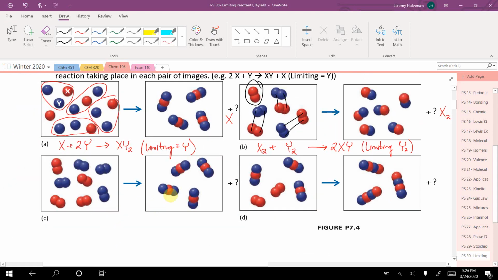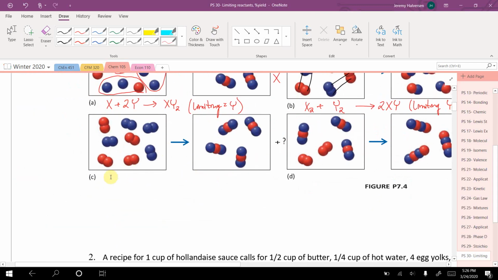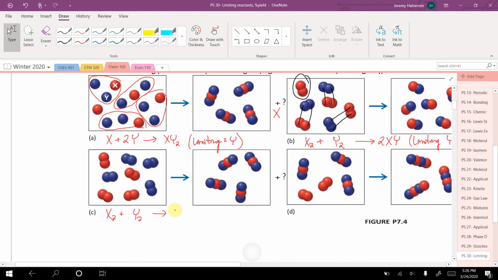Okay, here we've got X2s and Y2s making XY2s, right? Yep. And so to balance that, we got two X's, so we'll need two X's, and now we have four Y's, so we get four Y's.